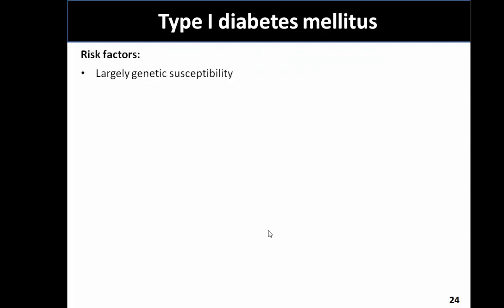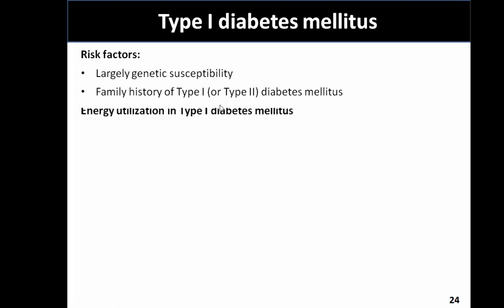The risk factors for developing type 1 diabetes mellitus: there's a genetic susceptibility, so people that test for a particular gene that is mutated have an increased risk of developing type 1 diabetes mellitus, and a family history of type 1 or type 2 diabetes mellitus does increase the risk of developing type 1.